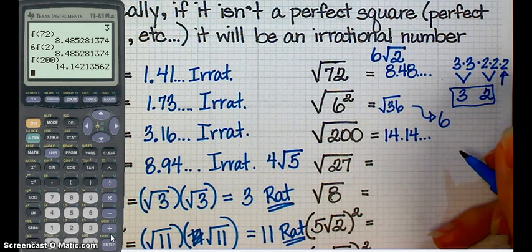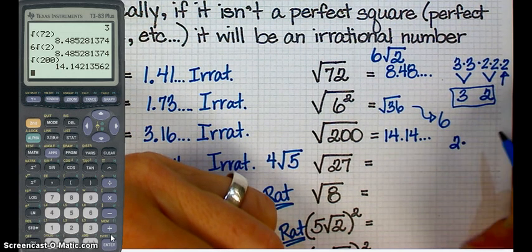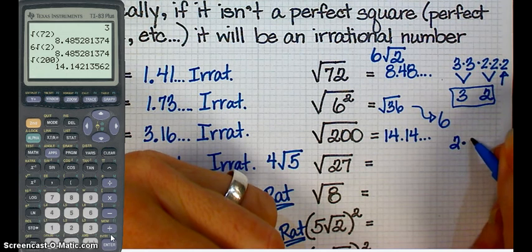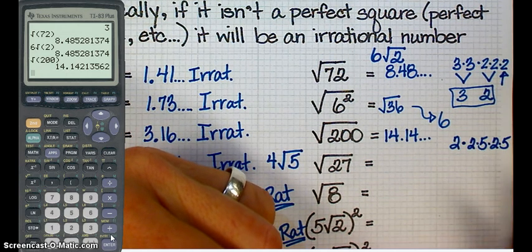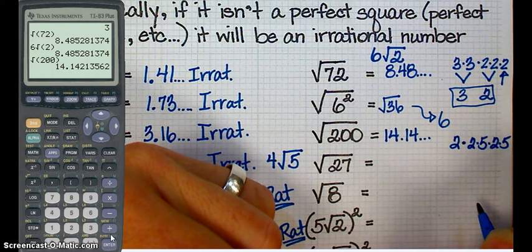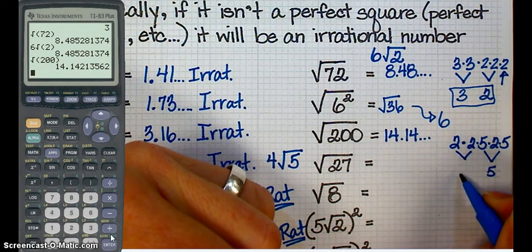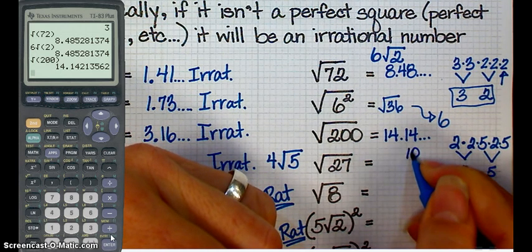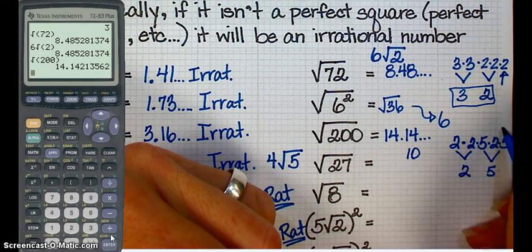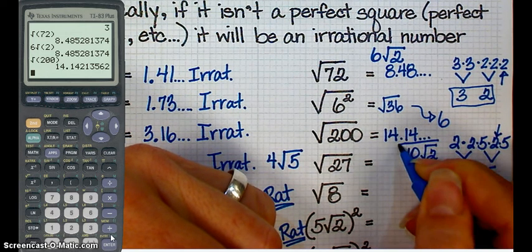So I can put the decimal, or I can factor it out. 200 is 2 times 100. 100 is 10 times 10, and each 10 is 2 times 5 times 2 times 5. So 5 squared is 25. Take the square root. I can bring a 5 out. 2 squared is 4, so take the square root of 4. I can bring a 2 out. 2 times 5 is 10. And we've got this little 2 left in there. Square root of 2.